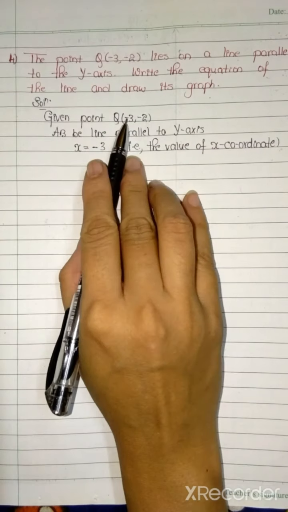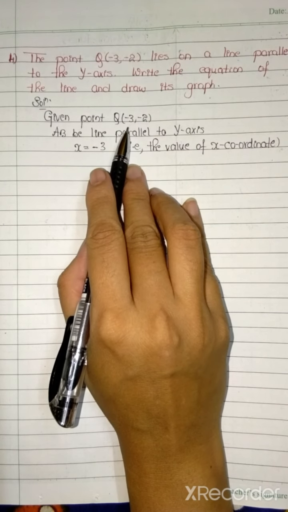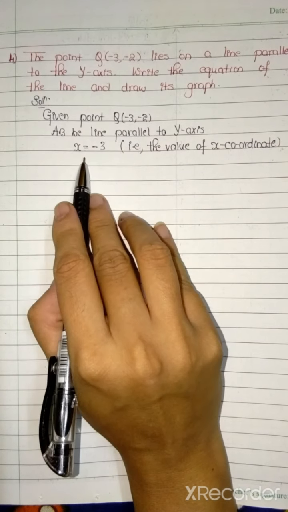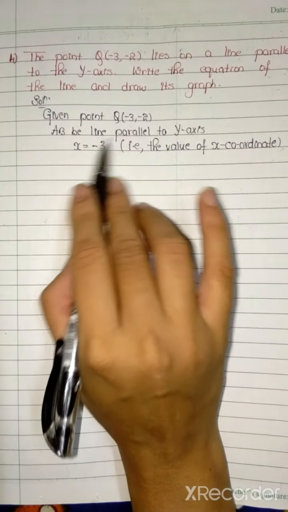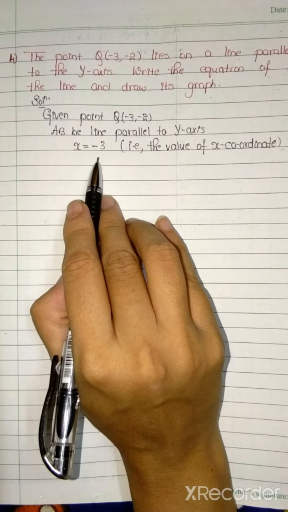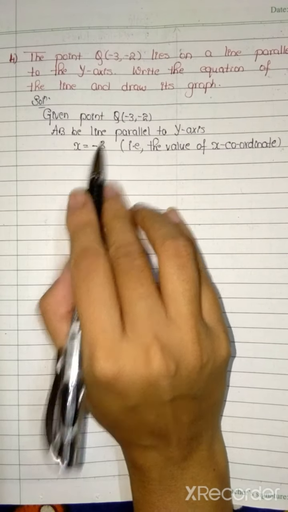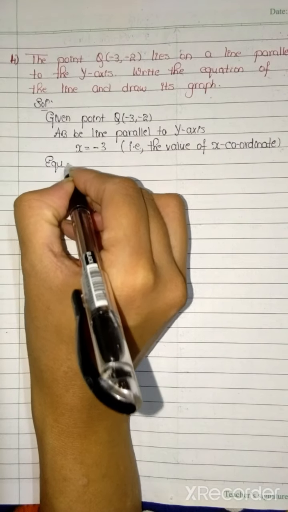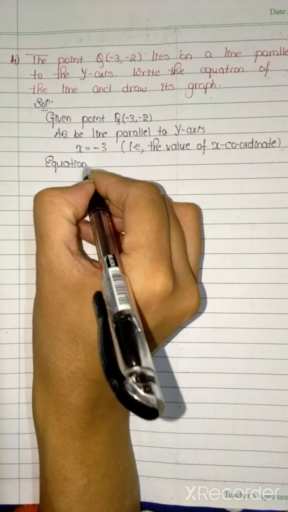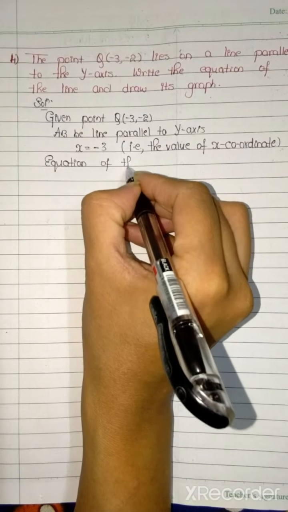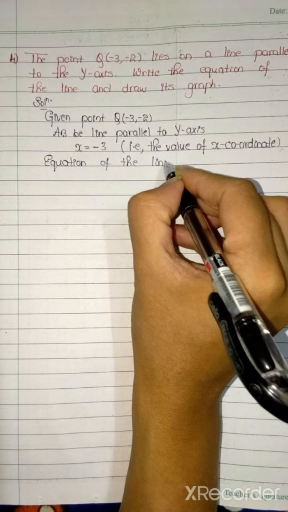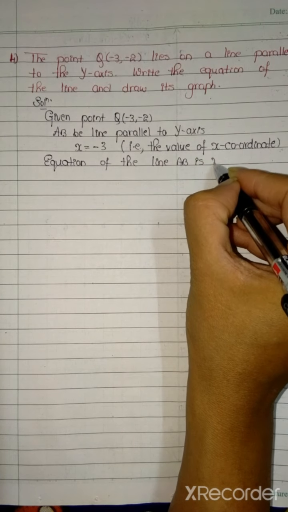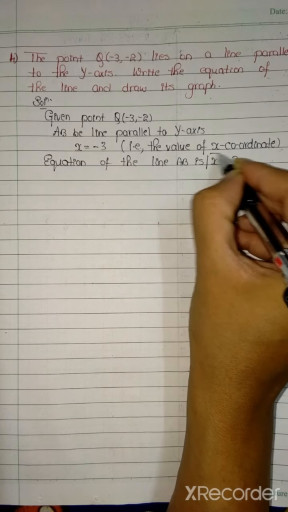So here there are two coordinates, one is the x coordinate, another one is the y coordinate. यहाँ पे x coordinate is minus 3 and y coordinate is minus 2. So that's why we can say the line AB, which is parallel to the y axis, is at minus 3 distance from the y axis. So we can write the equation of the line AB is x equal to minus 3. So now draw the graph.